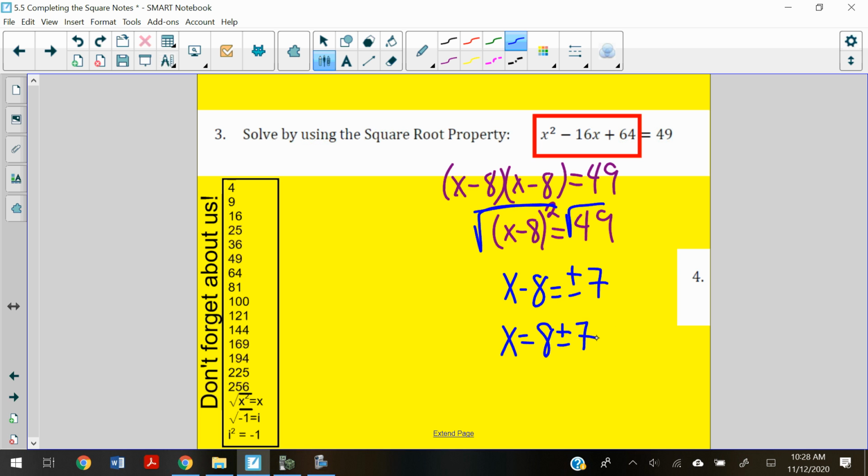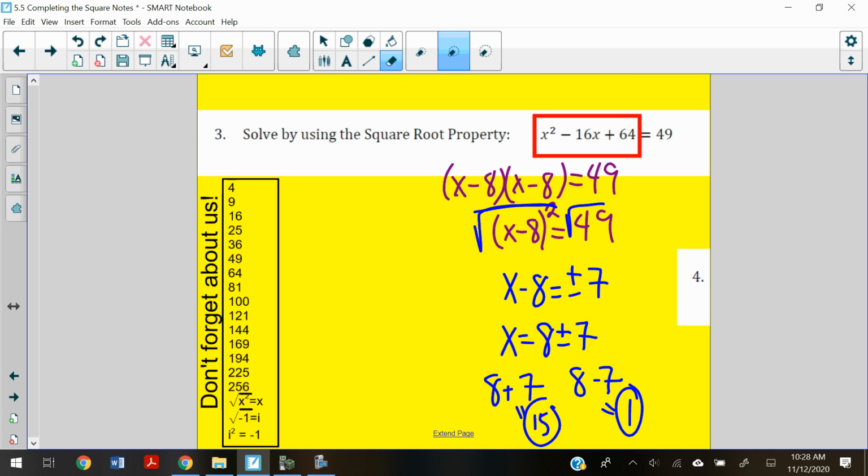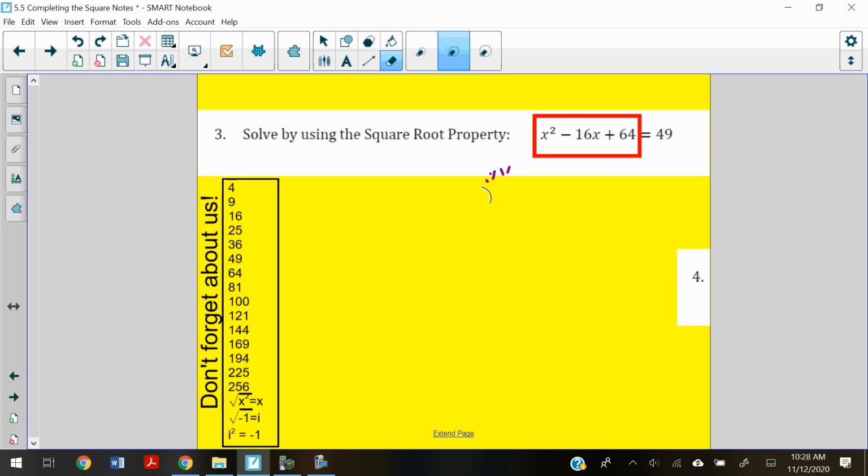Again, here it splits into two problems: 8 plus 7 and 8 minus 7. So we get 15 and 1. Awesome, both of those look great. Those two problems were good, we had nice numbers. I'm going to go ahead and erase this to make a little room for problem 4 to come on out.